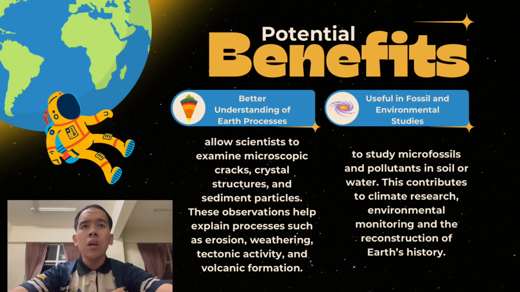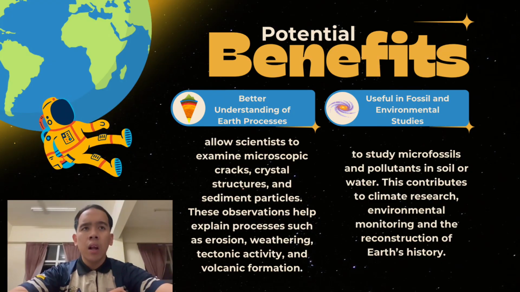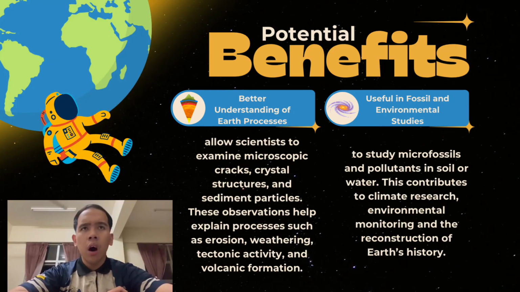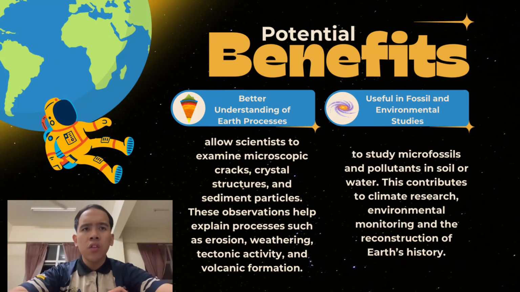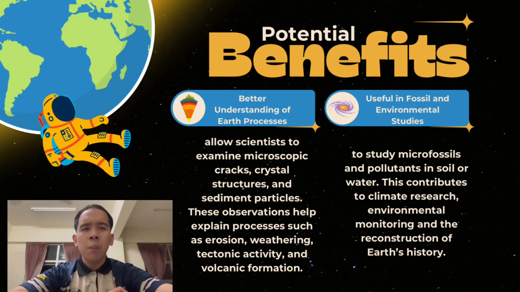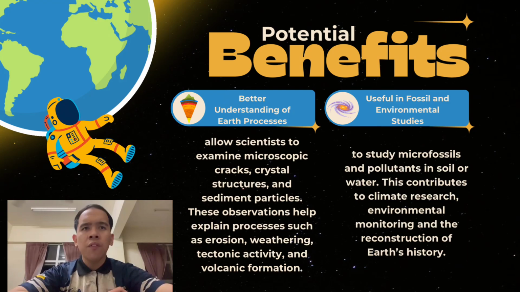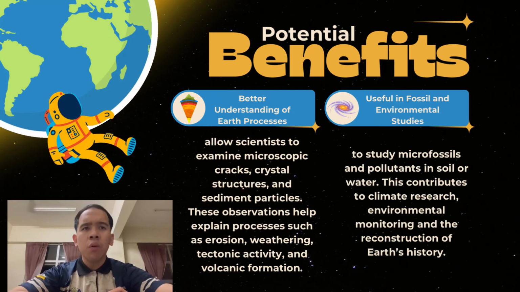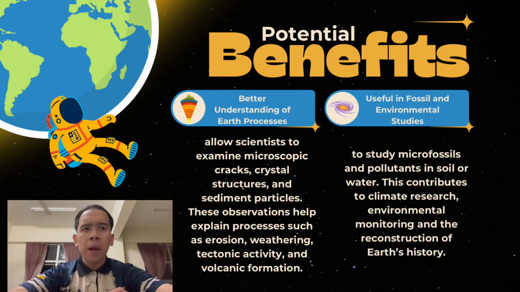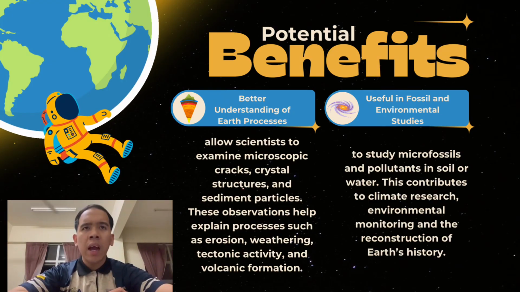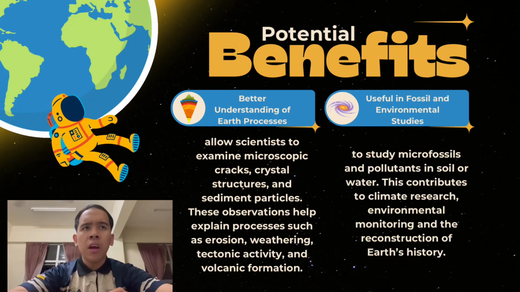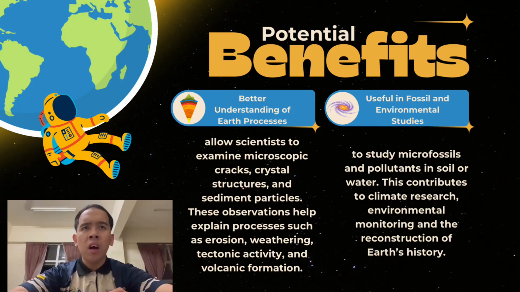Another important benefit is that electron microscopes help scientists gain a better understanding of Earth processes. Researchers can examine microscopic cracks, crystal structures, and sediment particles. These observations help explain natural processes such as erosion, weathering, tectonic plate movement, and volcanic activity. As a result, scientists can better understand how the Earth changes over time.